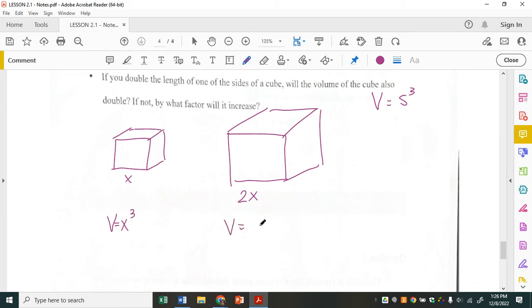The volume of my larger cube is, I'm taking that side length and I'm raising that whole piece to the third power, which means I have to distribute the exponent into the parentheses. I get 2 to the third times x to the third. What's 2 to the third? 8. So how many times bigger is this volume than this volume? It's 8 times bigger.